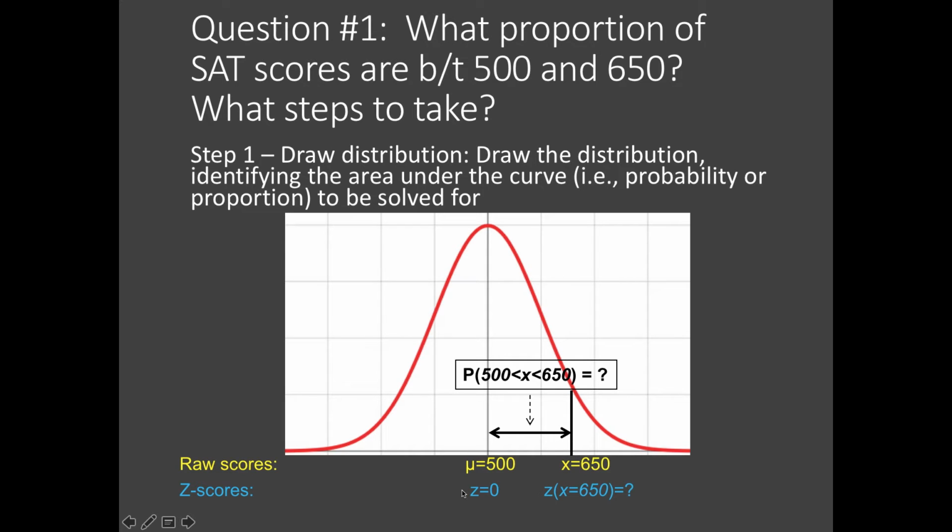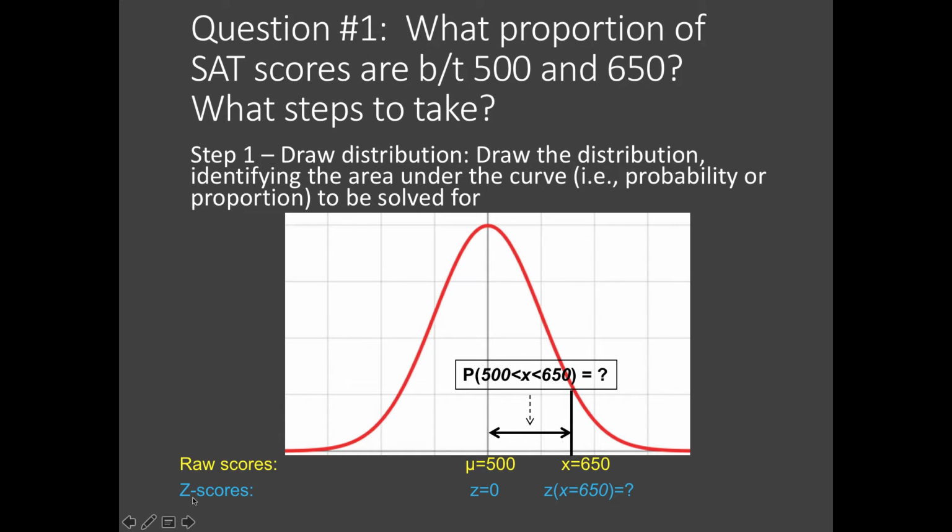And then this is where you're going to draw the line for the number we're looking for. So we're looking for the scores between 500 and 650. What percent of people score between 500 and 650? So then we draw in this 650 line, and we're looking for this middle region here.